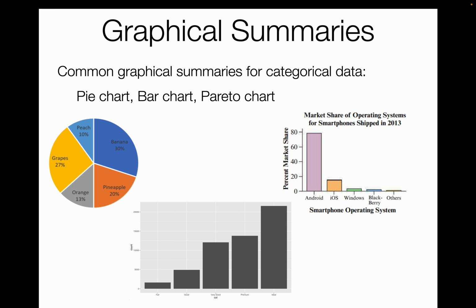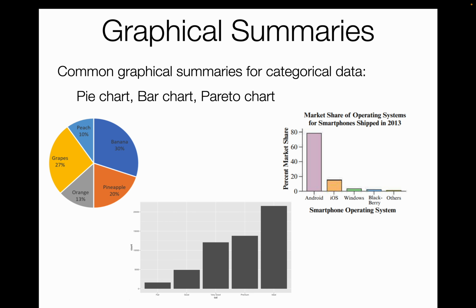The reason they are hard to interpret is that human brains have a tough time seeing angles. So pie charts are based on angles. The angle of your section corresponds to what percentage of that category is in the total data set. And humans have a tough time looking at angles and telling the difference between them.